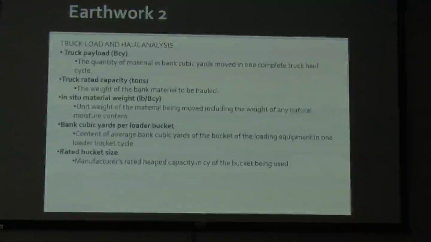Truck load and haul analysis. The truck payload is the quantity of material in bank cubic yards moved in one complete truck haul cycle. The truck rated capacity is the weight of the bank material to be hauled. In situ material weight in pounds per bank cubic yard is the unit weight of material being moved, including the weight of any natural moisture content. Bank cubic yards per loader bucket is the content of average bank cubic yards of the bucket of the loading equipment in one loader bucket cycle. The rated bucket size is the manufacturer's rated heaped capacity in cubic yards of the bucket being used.